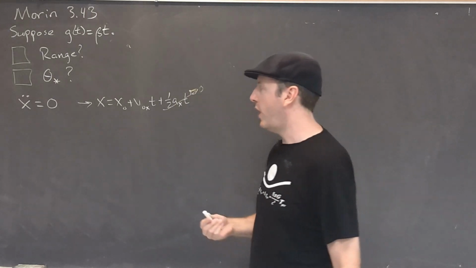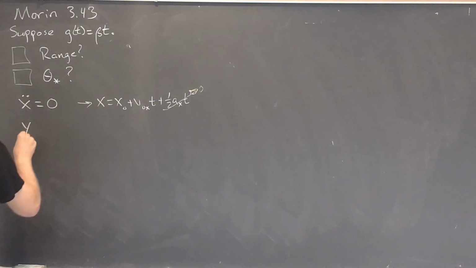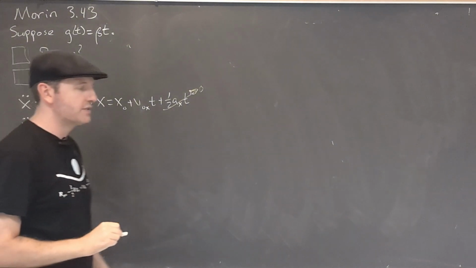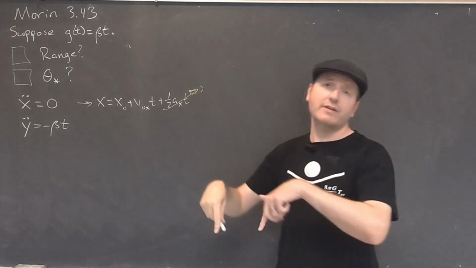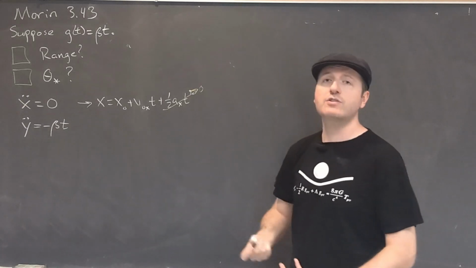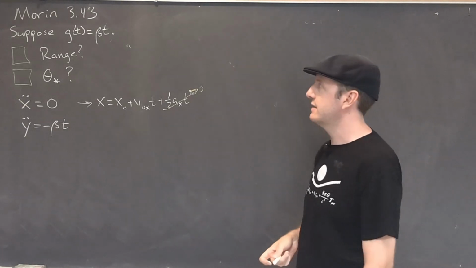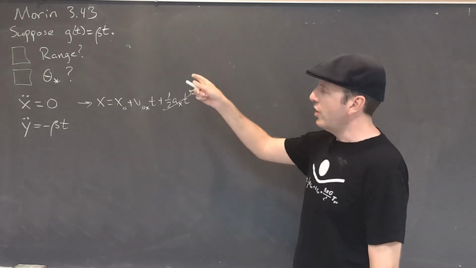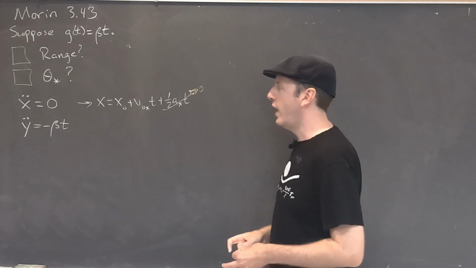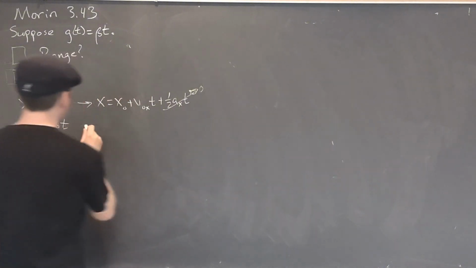The interesting one is the y direction. So notice that the y acceleration is negative. Gravity is still going to point down. But now the gravity changes with time. The acceleration is not a constant anymore. So we're going to have to integrate this a couple times to get our y of t. Let's do that in 2 steps.